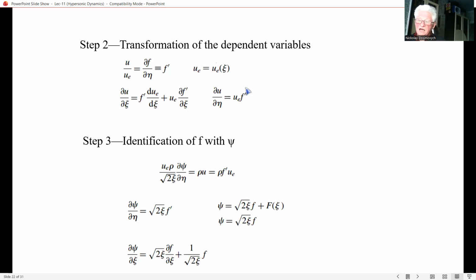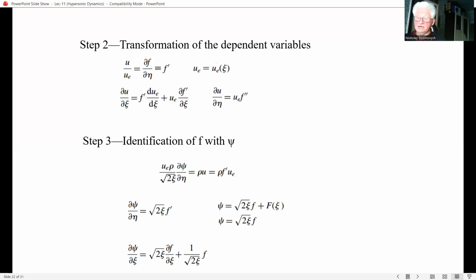Here we have f double prime denoted as d2f over d eta squared, the second derivative. First derivative and second derivative. Okay. Next, step 3, identification of f with psi. The new dependent variable, a function of zeta and eta defined by our previous equation, is essentially a stream function in its own right, and is indeed related to psi as follows.